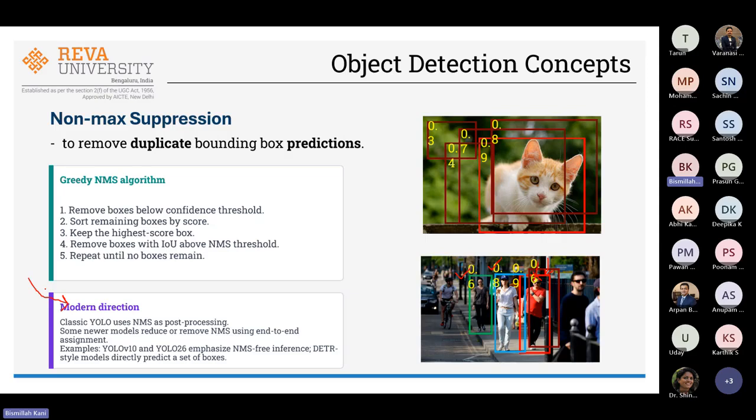Then they came up with a method: how can we totally eliminate this? So instead of doing post-processing, they trained the model to give only one box at the final predictions. So they integrated this filtering within the model training itself.